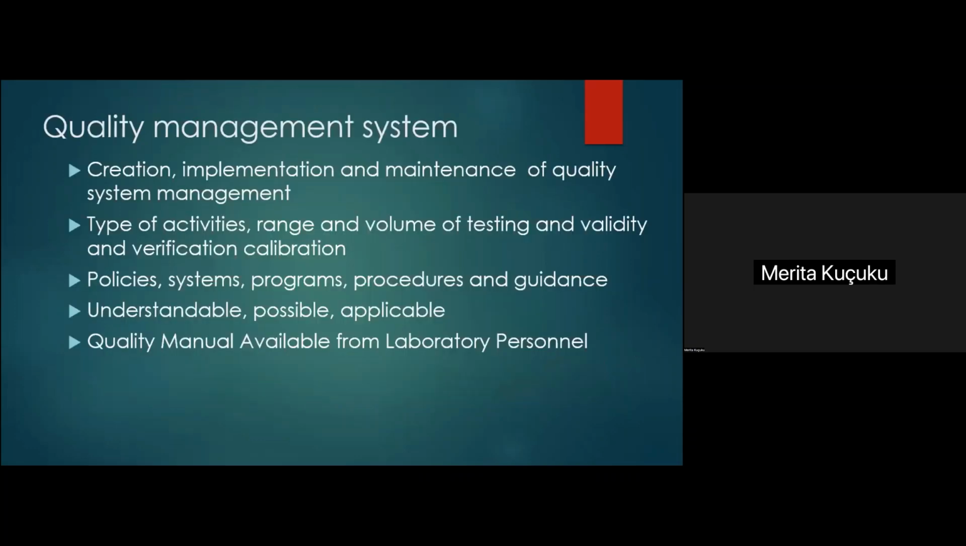Quality management system is the creation, implementation, and maintenance of quality system management, type of activities, range and volume of testing, and validity, verification, and calibration of all equipment and other machines. Policies, systems, programs, procedures, and guidance should be understandable, possible, and applicable, with the quality manual available to laboratory personnel. Everybody in the laboratory should have all information about the quality management system and have access to the quality manual in the laboratory.